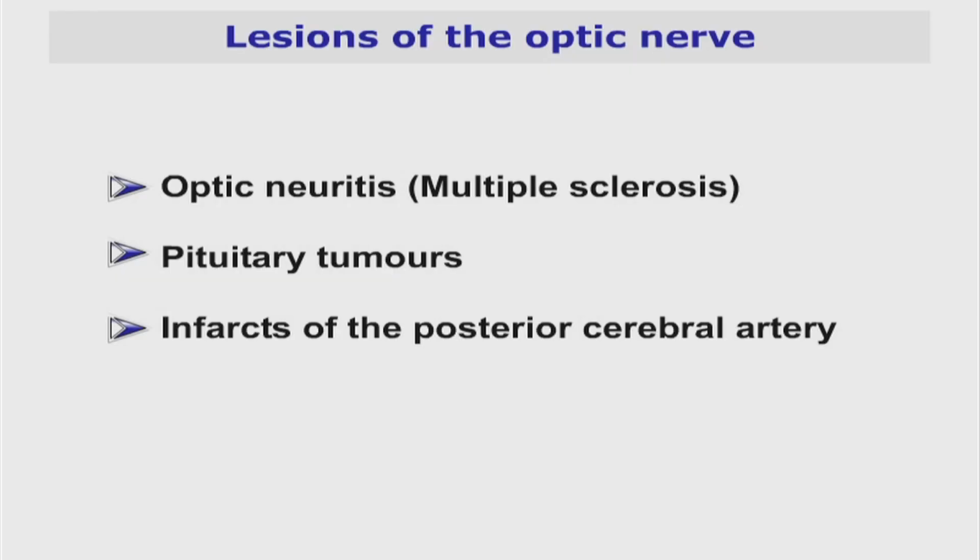Defects in the visual fields must be defined according to their distribution. If a defect is found near the center of the visual fields, this is termed a central scotoma, and the test should be repeated using a red-headed pin. Lesions involving the optic nerve include optic neuritis, as in multiple sclerosis, pituitary tumors, and infarcts from the posterior cerebral artery.